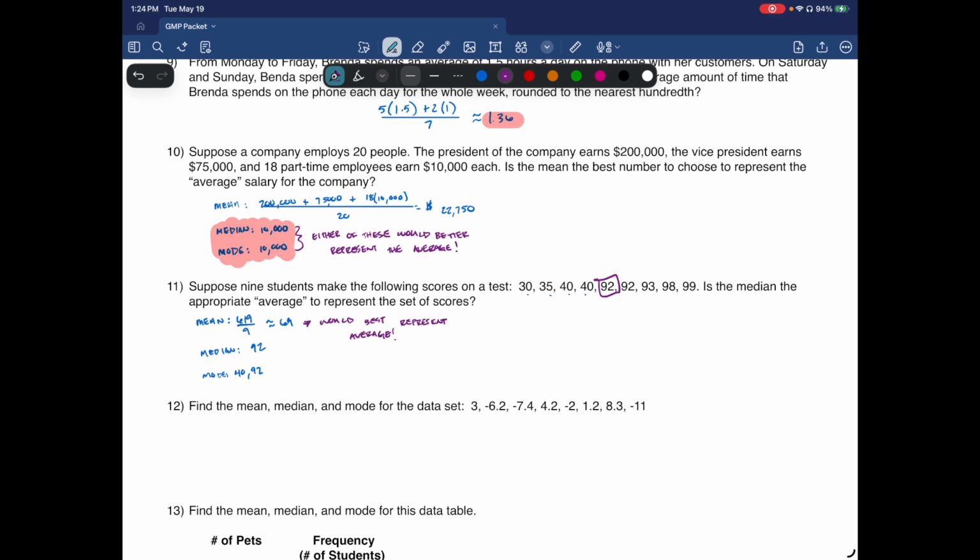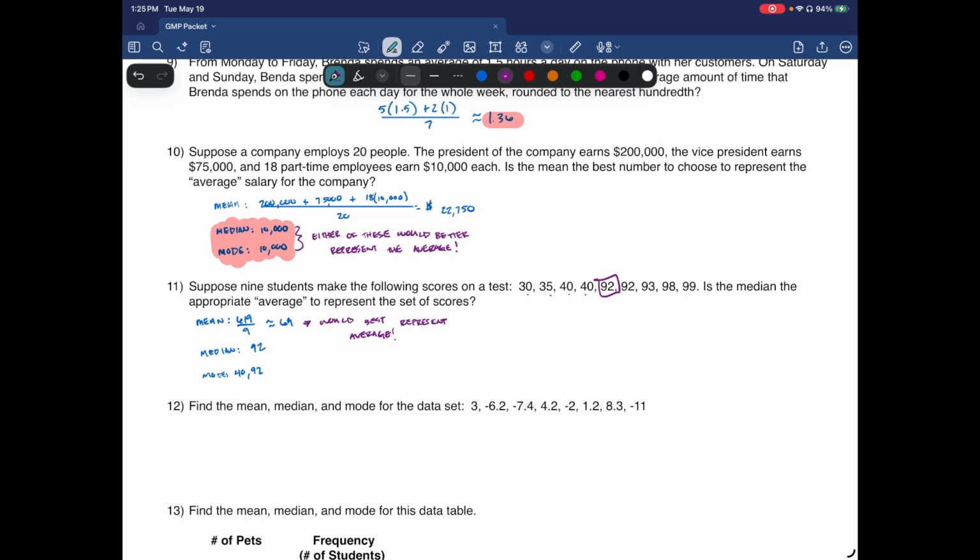All right, so mean is the average of the numbers. But if I'm talking about the average of the set, which one gives the better representation? It could be the mean, it could be the median, it could be the mode. It really depends on what's going on here. So on number 10, we found that the median and the mode would better represent the average of the set. And on 11, we said the mean would actually represent that data set better than anything else.